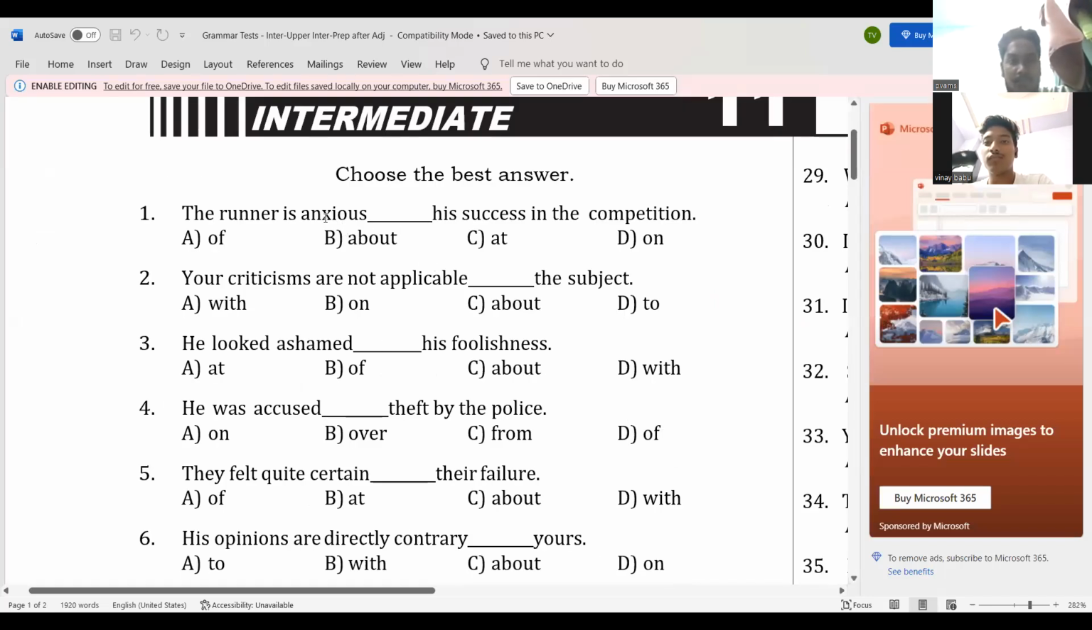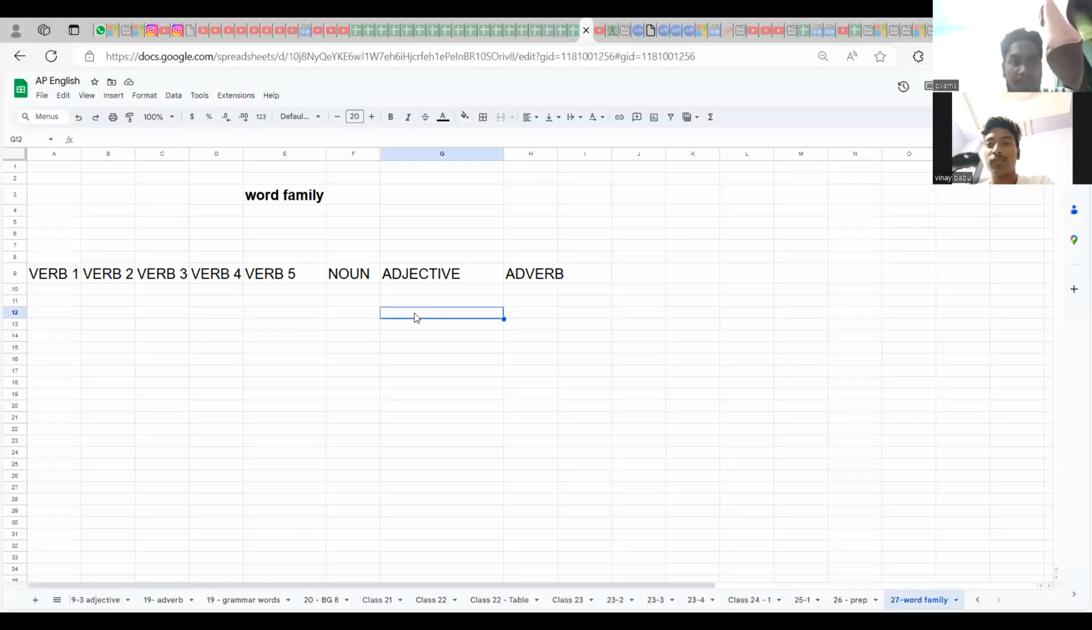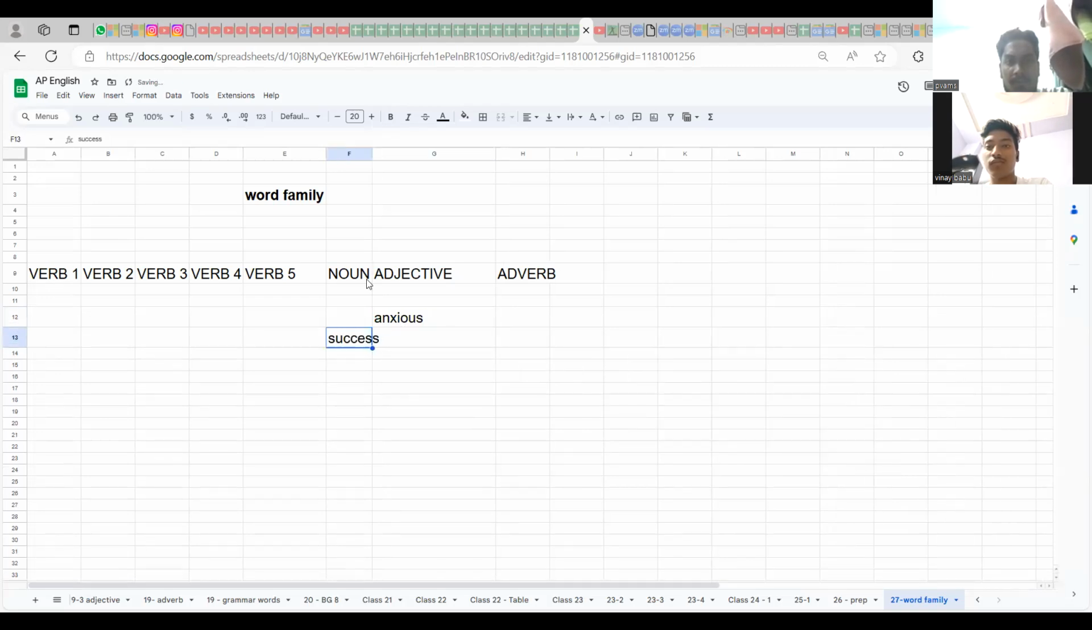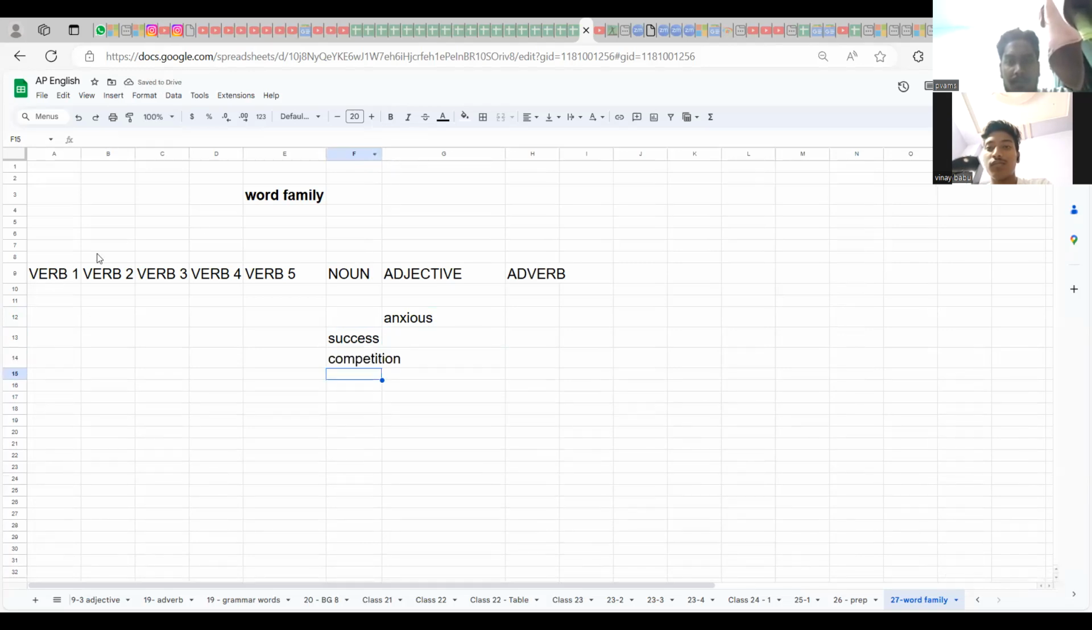Anxious. Look at the anxious. The runner is anxious. Do we know this anxious right here? Look at the anxious, success, competition. The anxious will be coming here. Success will come here. Competition will come here. Under noun is going to come.